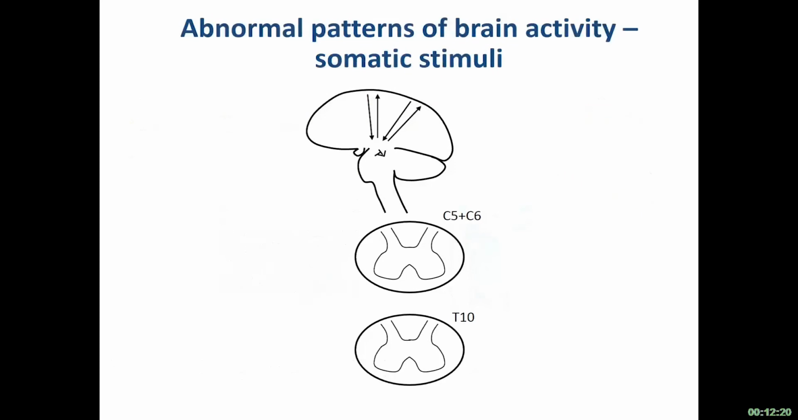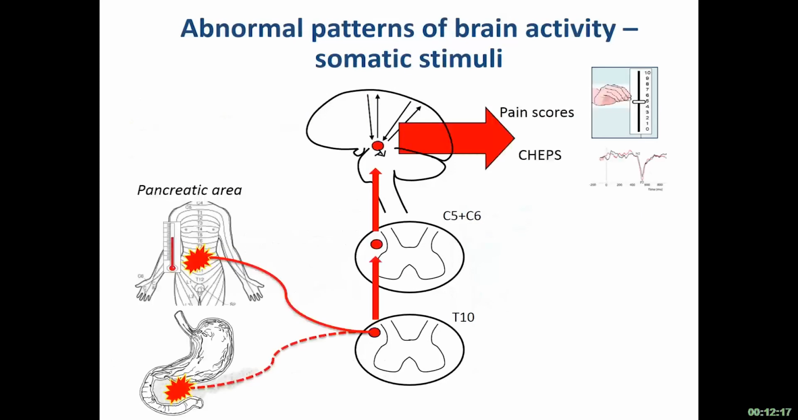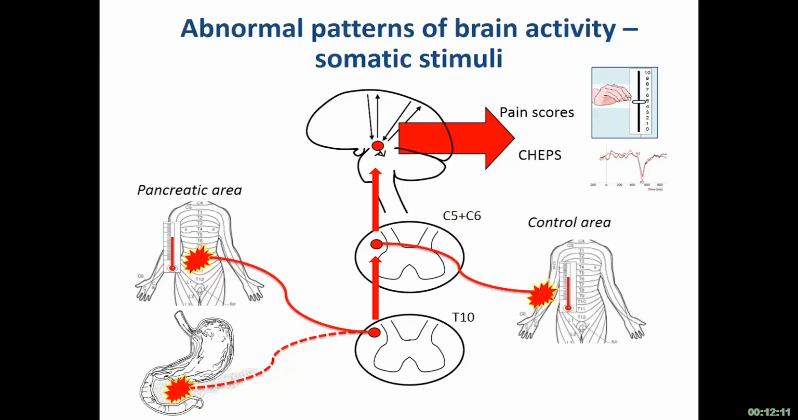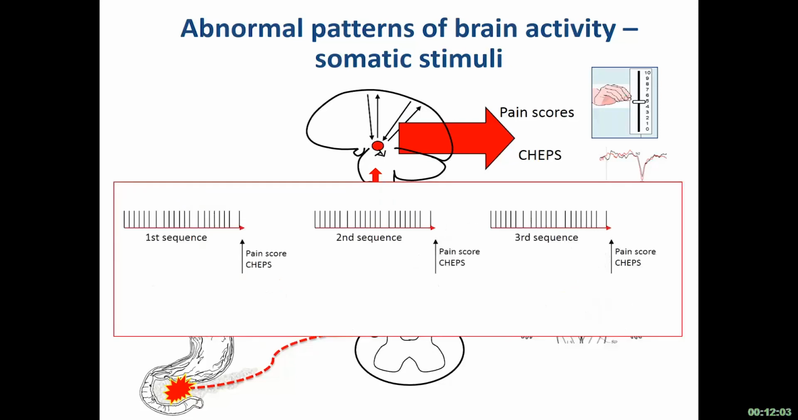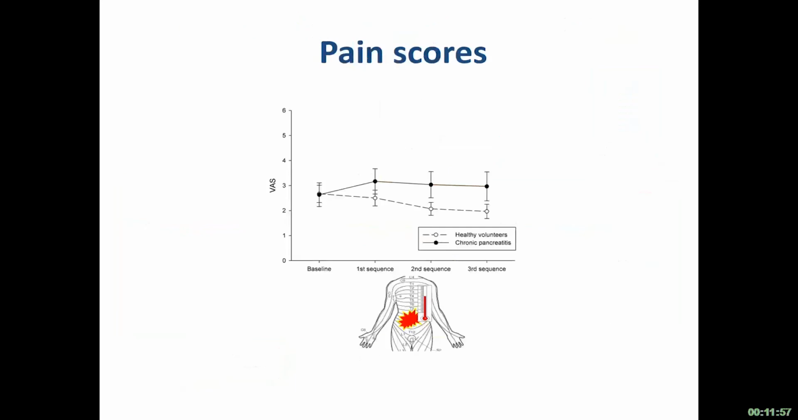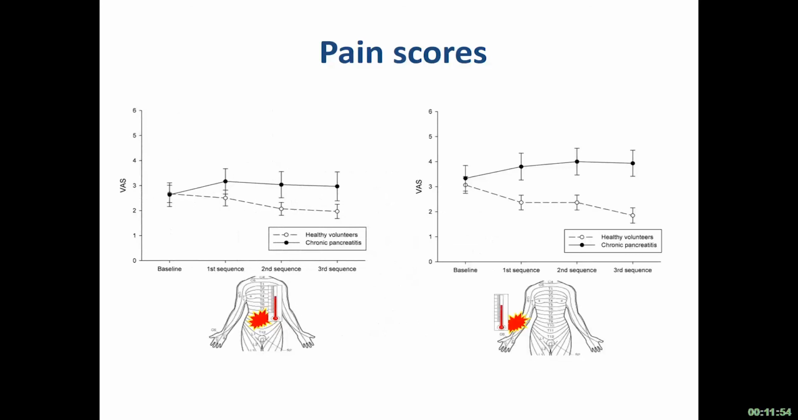So we designed an experiment, a little complex, where we stimulated the pancreatic area, again as a proxy of pancreatic stimulation. We stimulated a control area, and in addition to the subjective pain ratings we discussed before, we also obtained cortical heat evoked potentials. We did a stimulation sequence of 3 series of 30 stimuli, and what we found was that the pain scores, both following pancreatic area stimulation and forearm stimulation, went down as expected in the healthy controls. They habituated to these stimuli, but the patients actually remained stable, or some of them even increased. So we have a lack of habituation in these patients when it comes to pain scores.